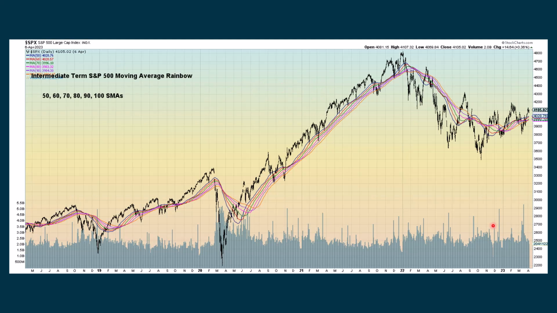In addition to the short-term rainbow chart, we also have an intermediate-term rainbow chart. This chart measures 50 periods all the way up to 100 periods in its simple moving average, and price continues to be above. And these are starting to smooth out a little bit in their bands, and that could be suggesting that things are turning more positive.